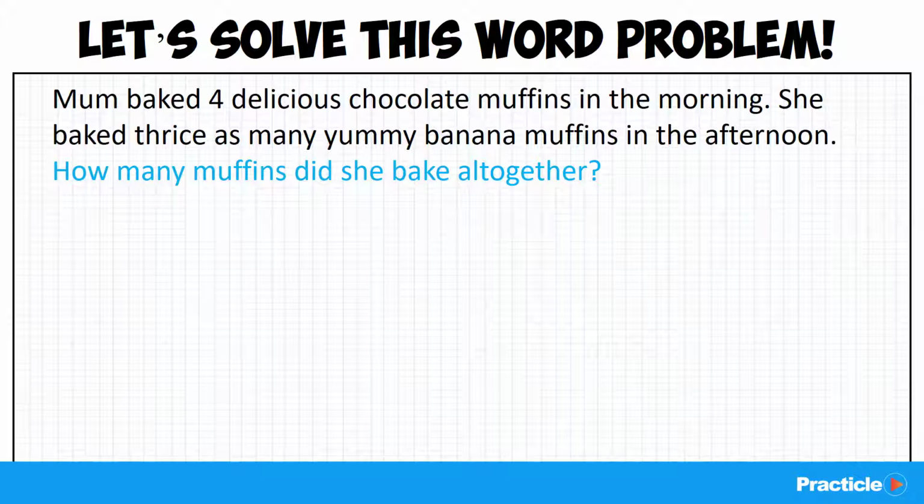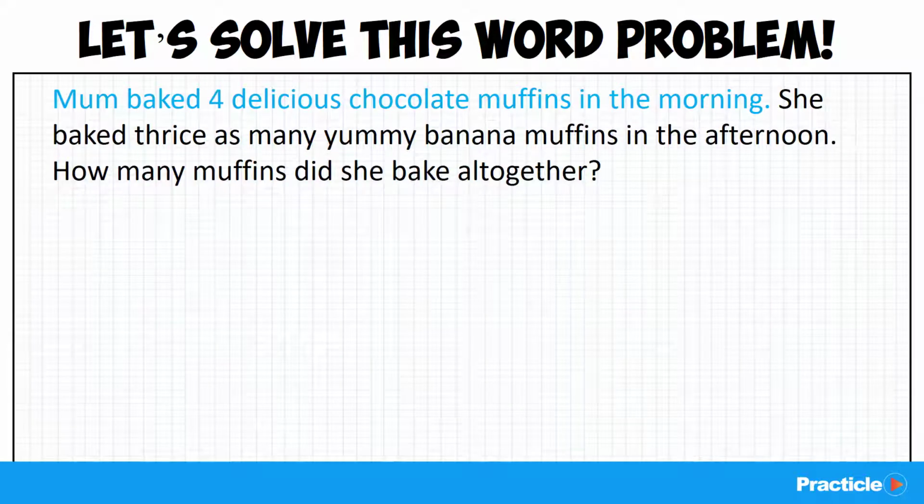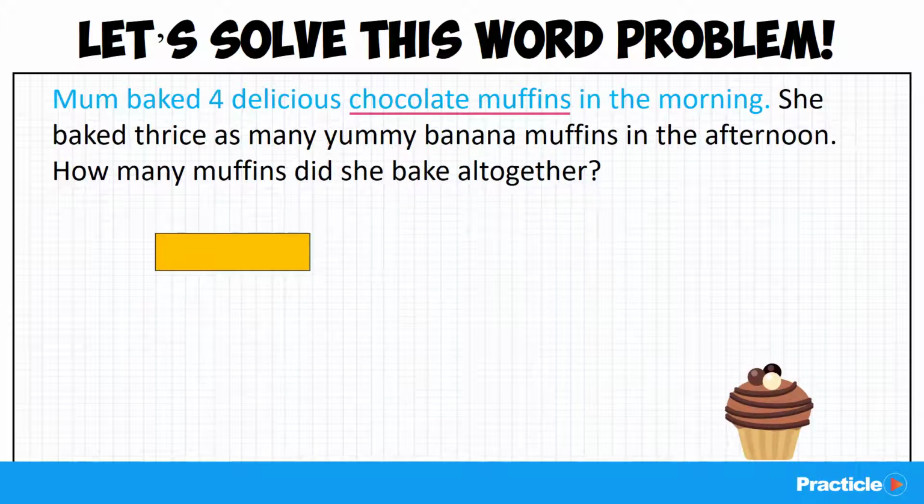Now let's put on our little thinking caps and try to understand this word problem sentence by sentence to see what we know, alright? Starting from the first sentence, we are given that Mom baked 4 delicious chocolate muffins in the morning. So what did Mom bake? Chocolate muffins, correct? So let's draw a simple rectangular bar to represent these chocolate muffins. Do we know how many of these muffins we have? Mom baked 4 of them, correct? And we are going to write the number 4 in this box.